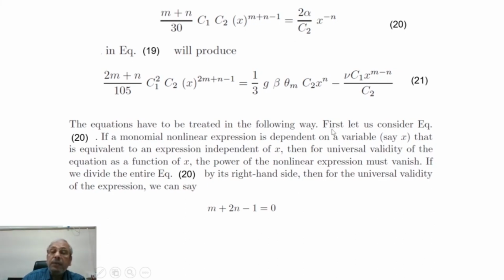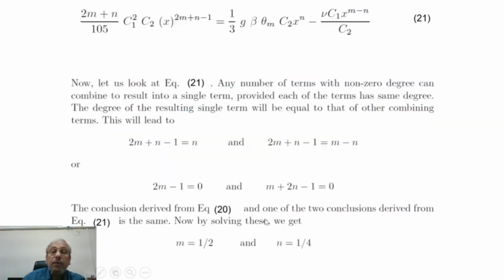I read this statement once again. First, let us consider equation 20. If a monomial nonlinear equation is dependent on a variable, say x, that is equivalent to an expression independent of x, then for universal validity of the equation as a function of x, the power of the nonlinear expression must vanish. And we get m plus twice n minus 1 equal to 0.